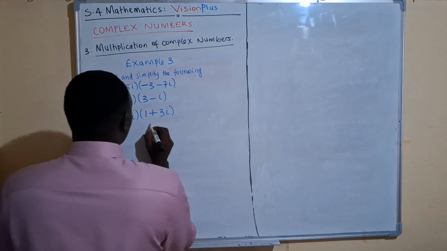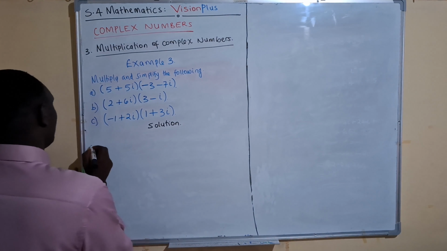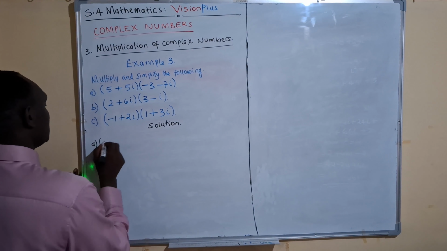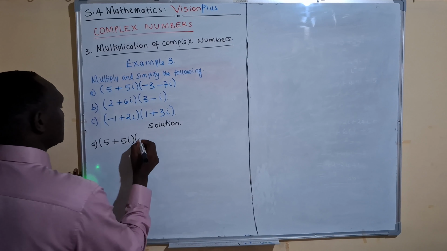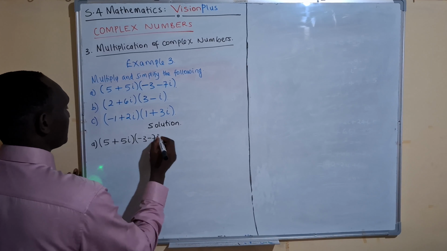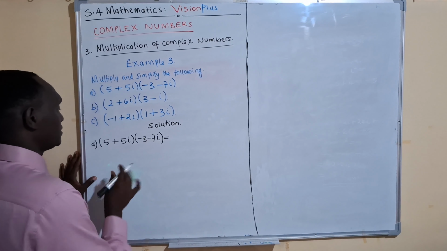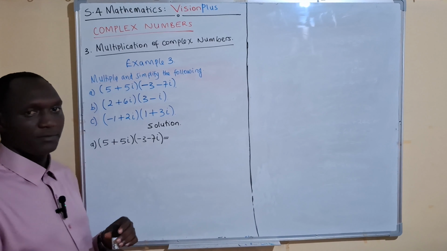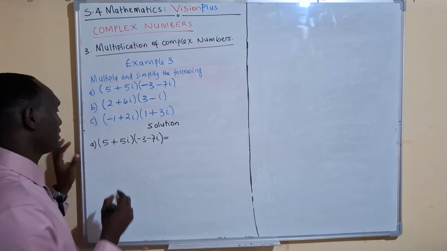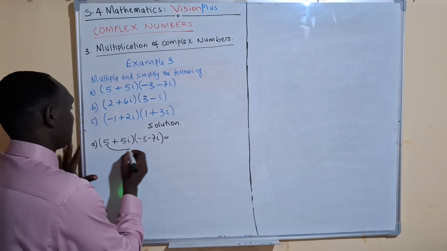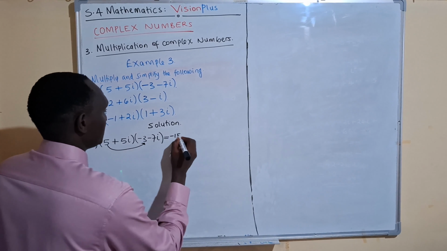So the solution to this would be, solution part A, that is (5 + 5i) times (-3 - 7i). This would be equal to, since there are two brackets, every term in one bracket has to multiply every other term in the other bracket. So we shall say 5 times -3, and that gives us -15.